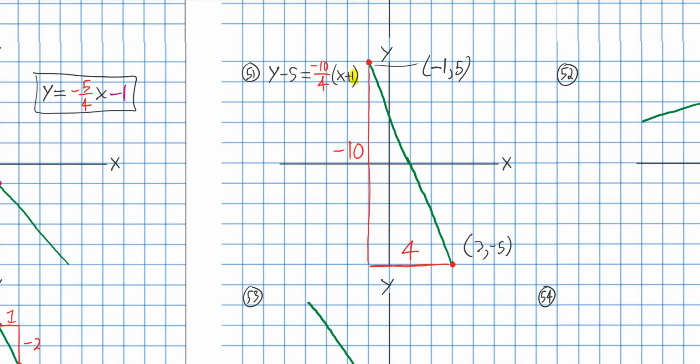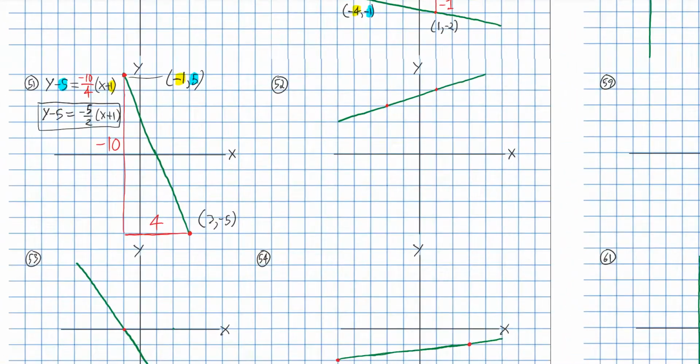Color coding. And I'm going to simplify that slope. We don't want to leave it as negative 10 over 4. Divide both sides by 2 and you get negative 5 over 2. And there you go. So if you got that answer, good job. Try number 52. When you come back, we'll do it together.